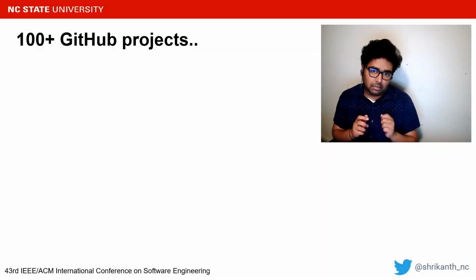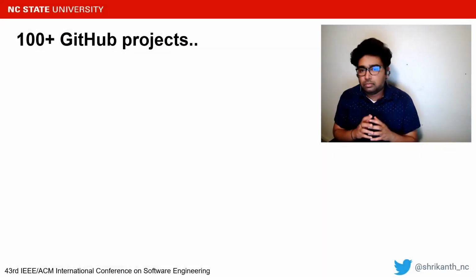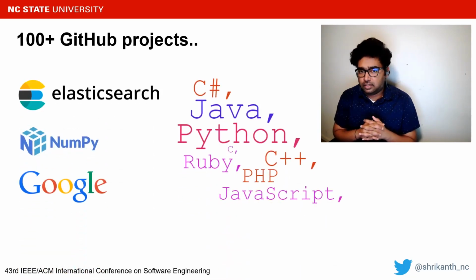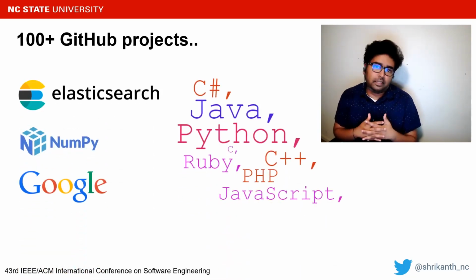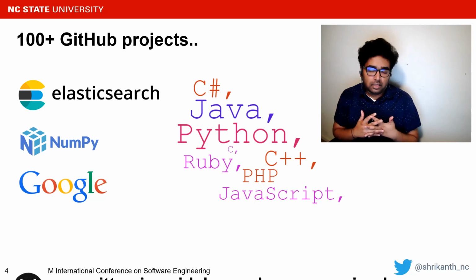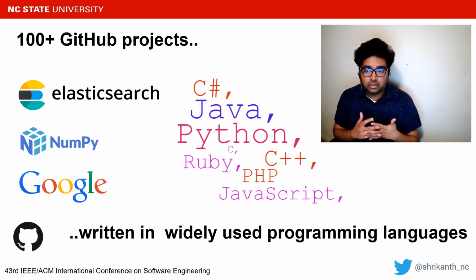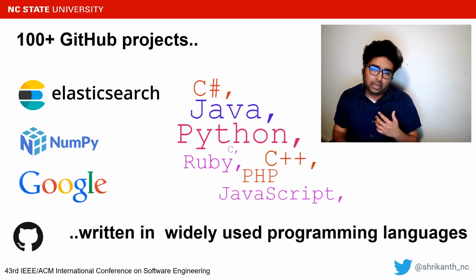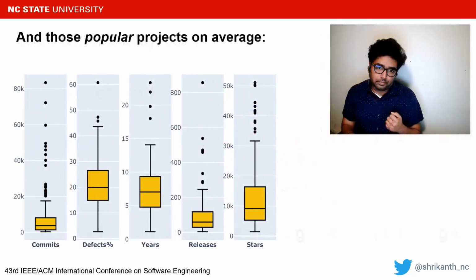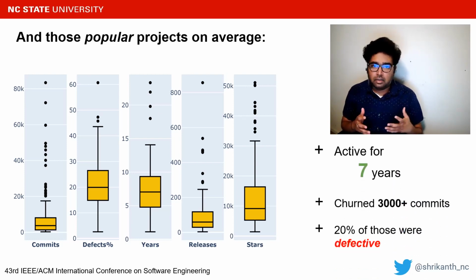To assess those sampling policies, we mined numerous popular GitHub projects that are being developed for widely used applications. These projects are non-trivial engineering projects written in widely used programming languages. Those projects are long-running, and 20% of their commits on average are defective, and they churn over 3,000 commits.